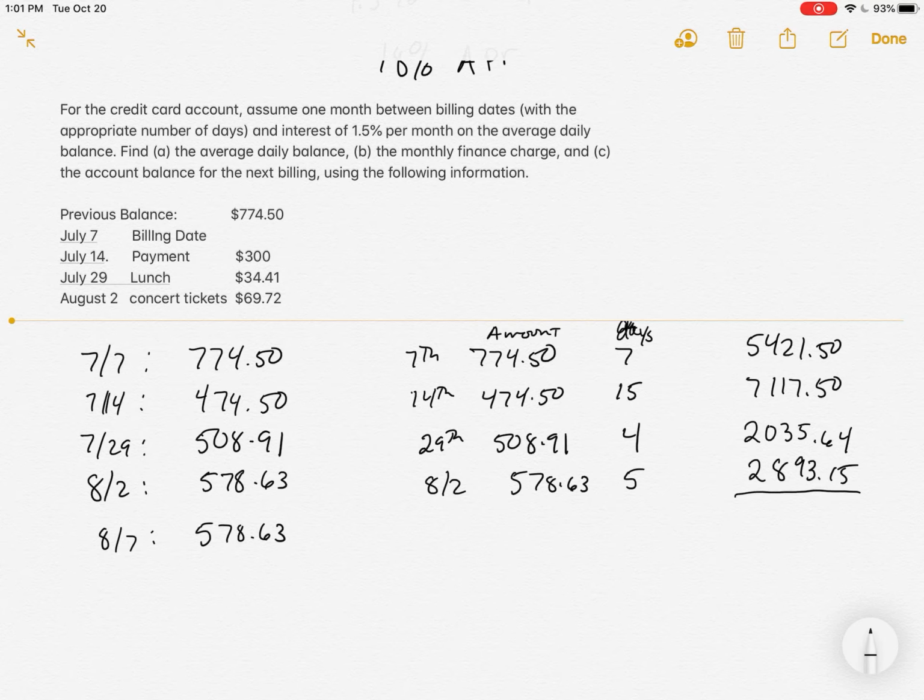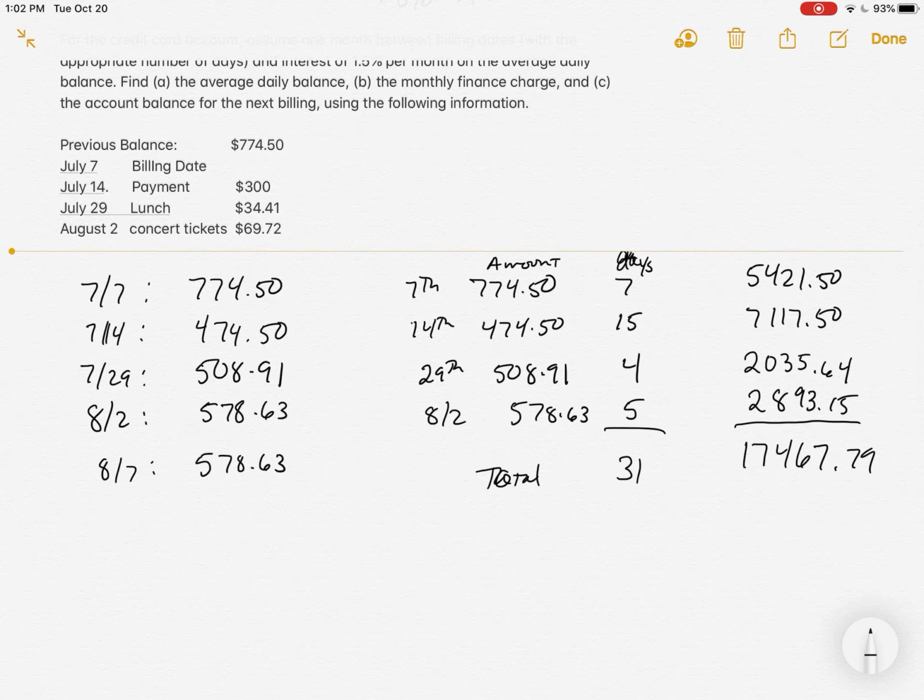And so now what we need to do is total these last two columns. So not surprisingly, the number of days totals to be 31, the number of days between billing cycles. And if I add up the 5,000 number, the 7,000 number, and the 2,000 numbers, I get $17,467.79. So if I'm going to find the average daily balance, then I need to take that big 17,000 number.